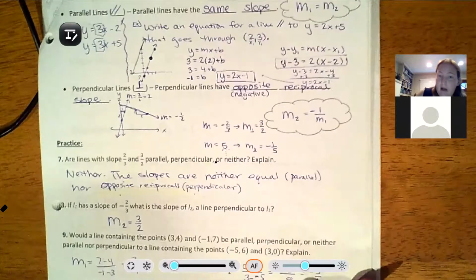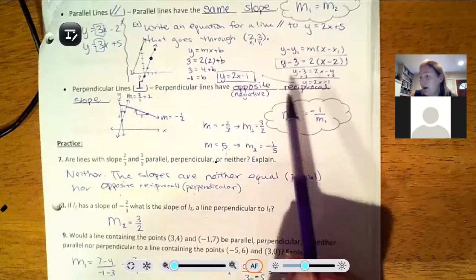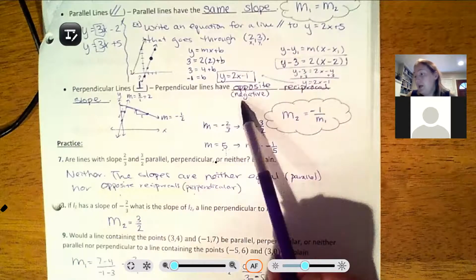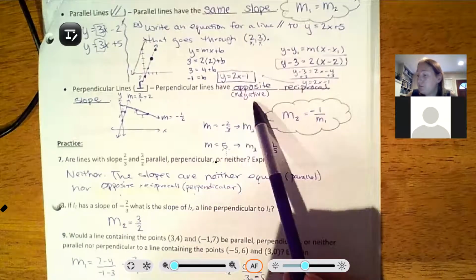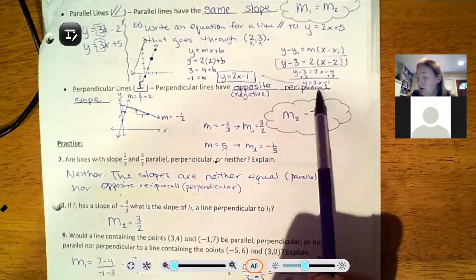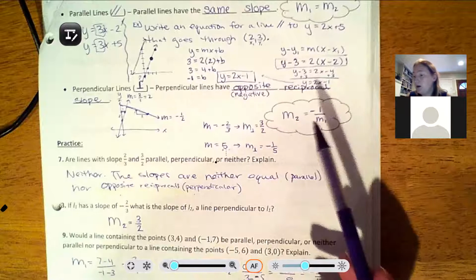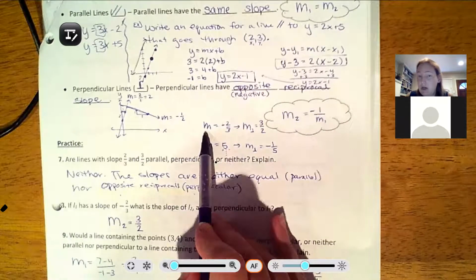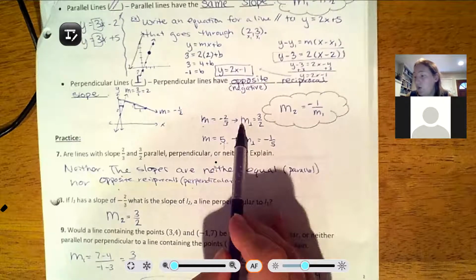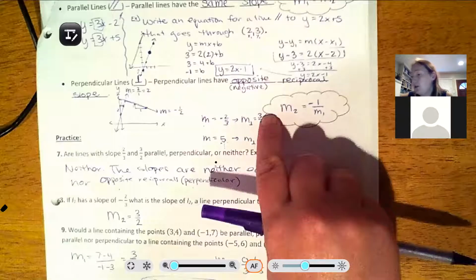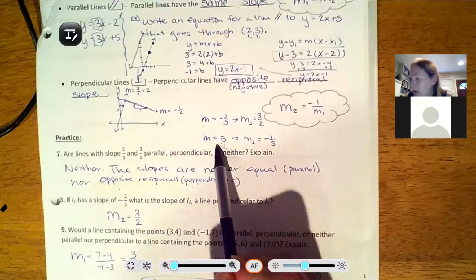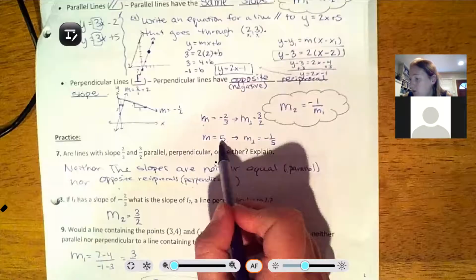Perpendicular, opposite reciprocal, so you take the opposite sign. If it's positive, it becomes negative, negative becomes positive. And the reciprocal, so the numerator becomes the denominator, and the denominator becomes the numerator. So if you have a slope of -2/3, the perpendicular line slope would be opposite, so positive, reciprocal, so 3/2. Or if it was 5, opposite would be negative, reciprocal, 5 is really 5/1, so it's going to be 1/5.